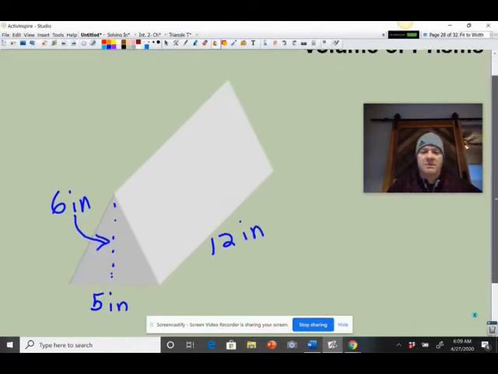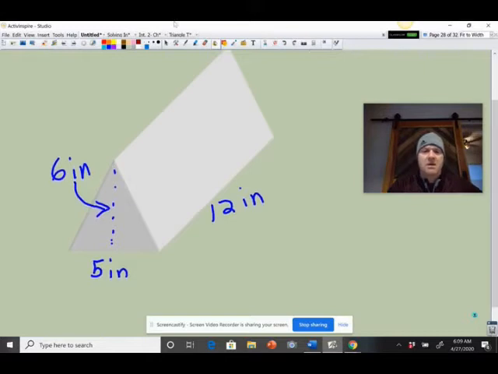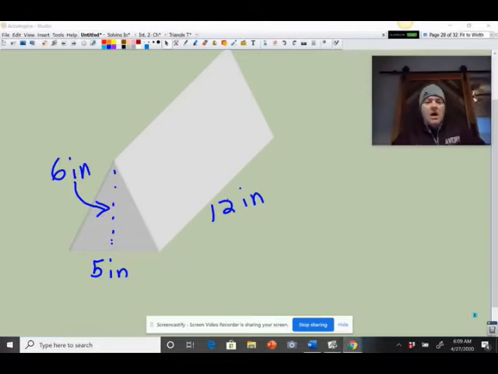I'll give you time to write some of this down. Pause it if you need it. We are going to start off with this. Here's our triangular prism.